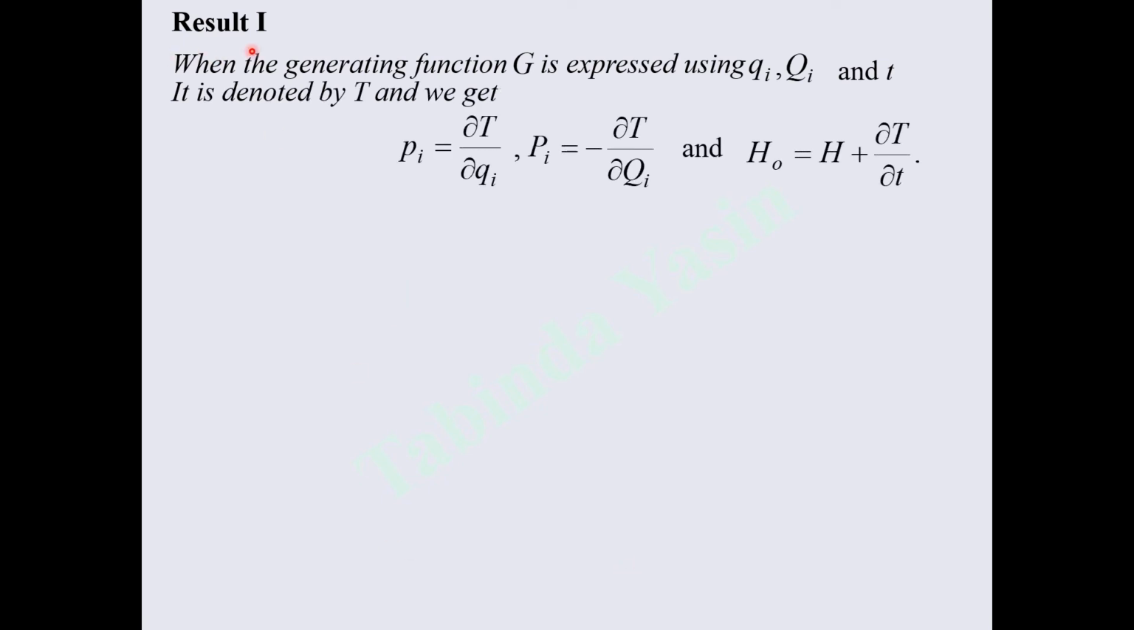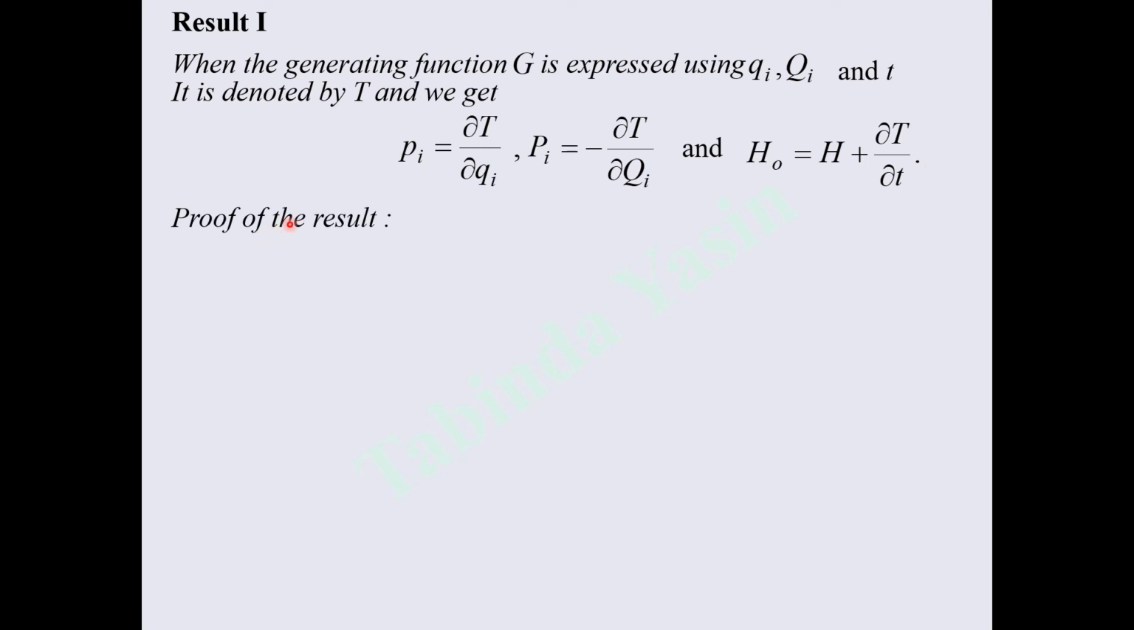Now we're going to start with result 1. When the generating function capital T is expressed using small qi, capital Qi and t, we get pi equal to partial T over partial small qi, capital Pi equal to minus partial T over partial capital Qi, and H naught equal to H plus partial T over partial t.